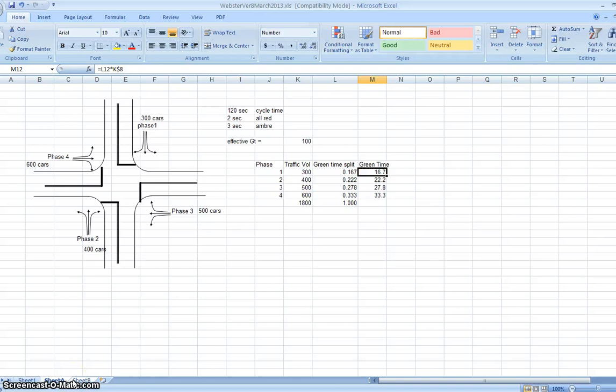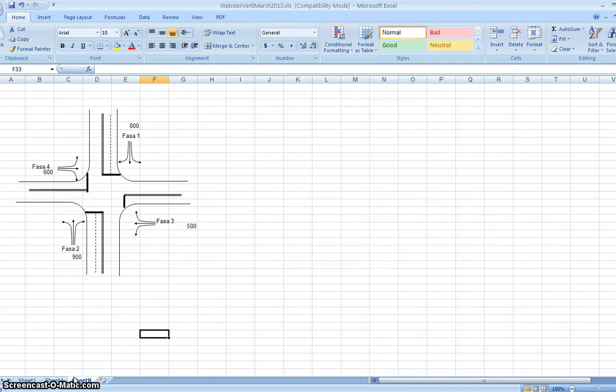So now let's go to this more complicated problem. For east-west traffic, we have only one lane, but for north-south traffic, we have two lanes. So how are we going to divide this? Let's say, for example, the cycle time is still 120, and of course we have all red equal to 2 seconds, and amber time is 3 seconds.